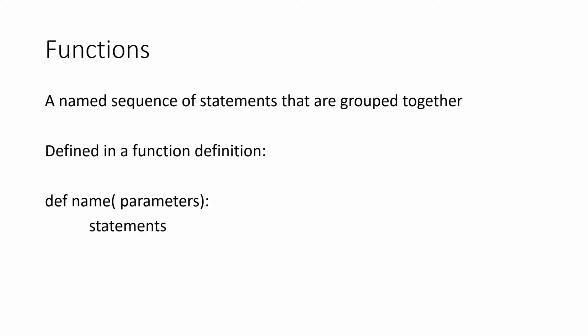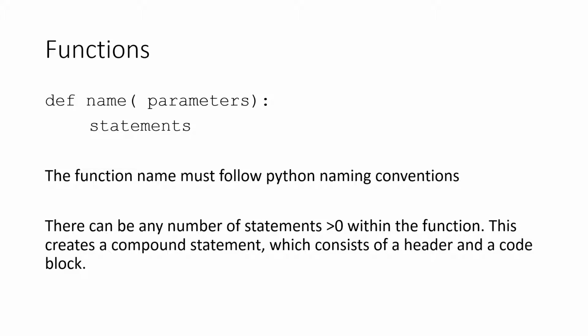Inside the function, we have one or more lines of code called statements, and these are indented. It's worth noting that the function name must follow standard Python naming conventions. This means that you can use any word that starts with an alphabetical letter and contains letters, underscores, or numbers. By convention, functions generally start with a lowercase letter.